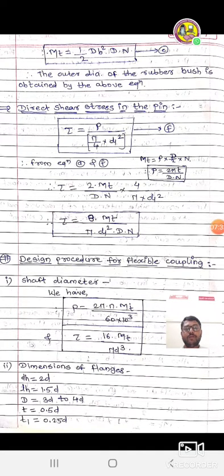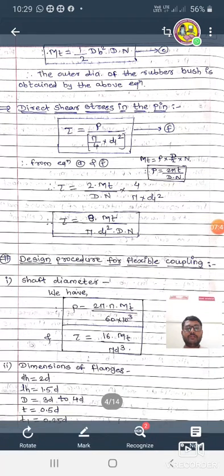So this is about some important parameters and equations used to design the flexible bush pin type of coupling. Then next important point is the design procedure for flexible coupling. While designing a flexible coupling, the first important parameter is shaft diameter. We have to first find the diameter of the shaft.